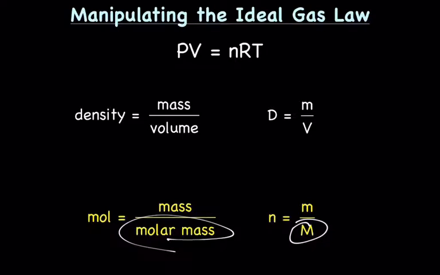Okay, so you need to be familiar with these equations. We've got the ideal gas law, PV equals nRT. We've got density equals mass divided by volume. And we have the number of moles equals the mass divided by the molar mass. All right, for the rest of the lecture, we are now going to try a couple practice problems so we can manipulate the ideal gas law, looking at the variables that we're given and what variable we're trying to figure out.